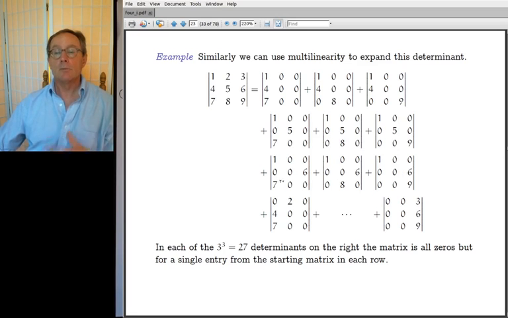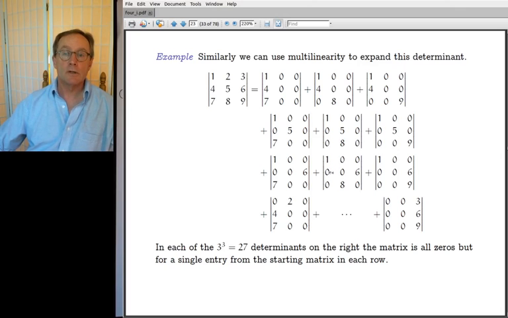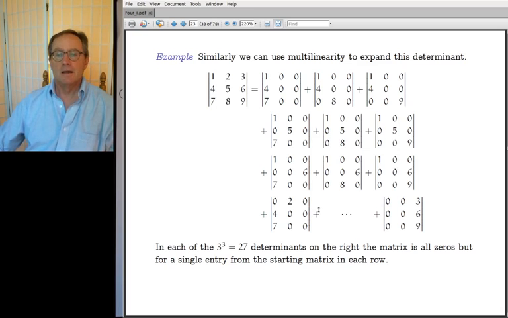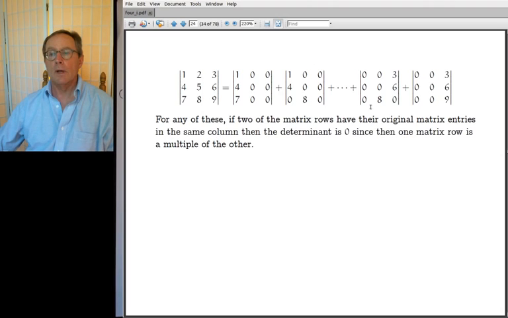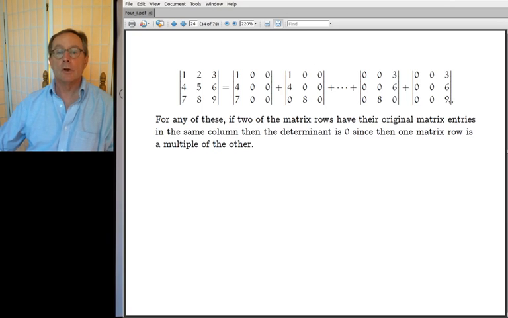You proceed along in this way, sometimes doing row swaps to get yourself an echelon form matrix, but a lot of times just saying, boom, 0. And you get a relatively simple answer. So anytime you have 2 or more rows that are multiples of each other, the determinant of the matrix is 0.